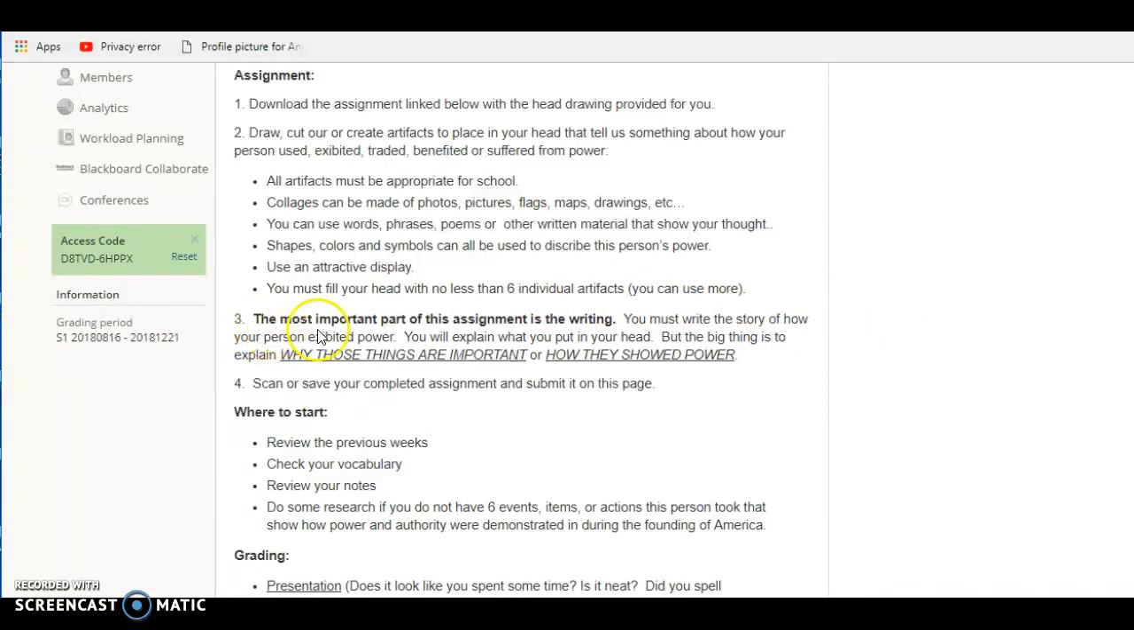3. The most important part of this assignment is the writing. You must write the story of how your person exhibited power. You will explain what you put in your head. But the big thing is to explain why those things are important or how they showed power. 4. Scan or save your completed assignment and submit it on this page.